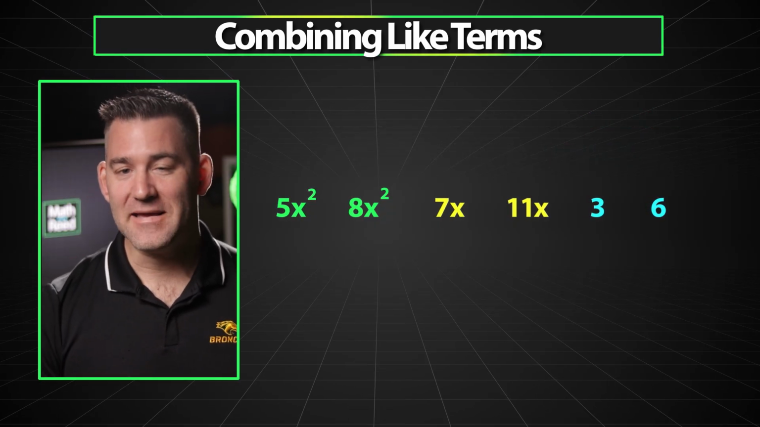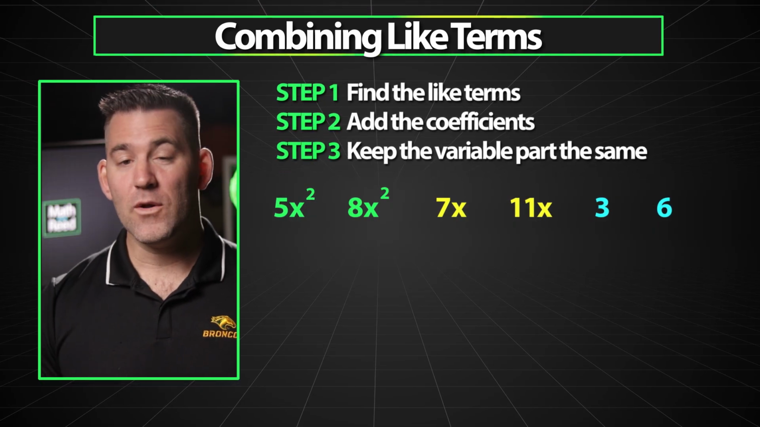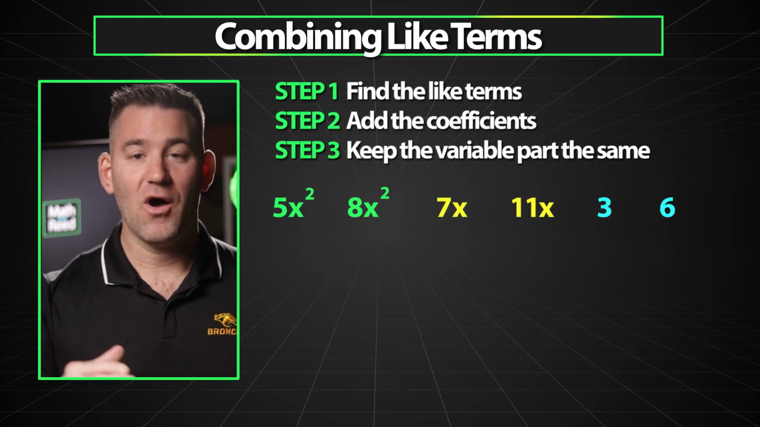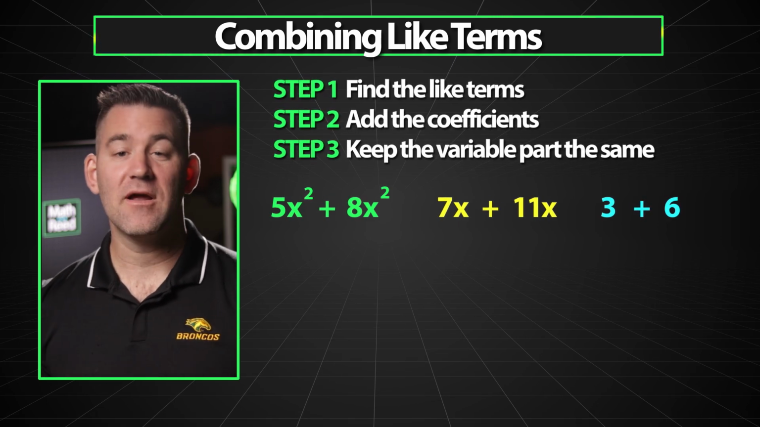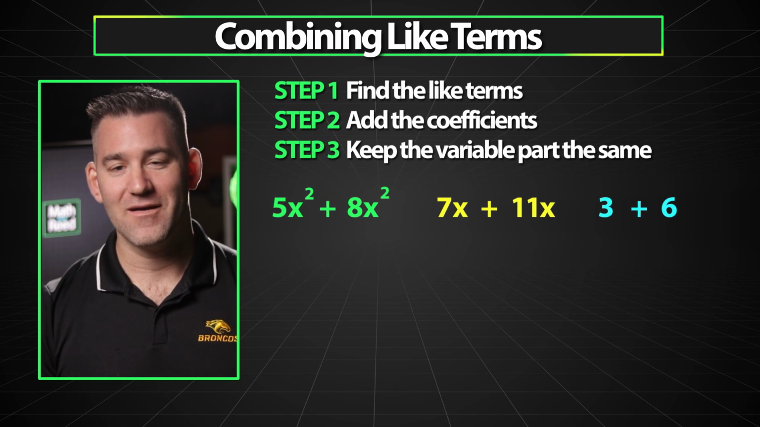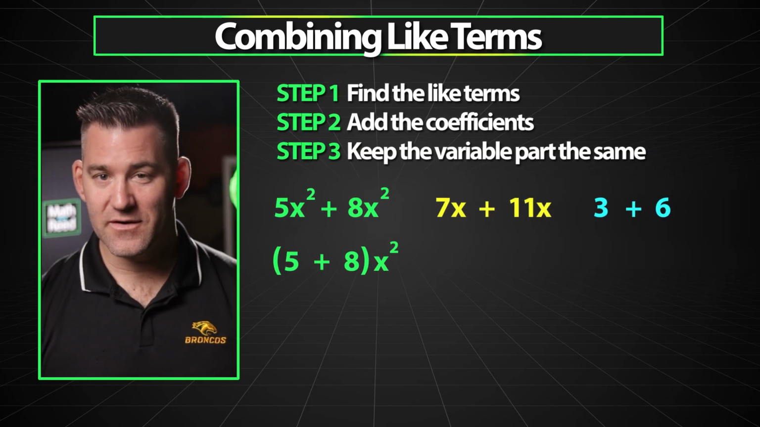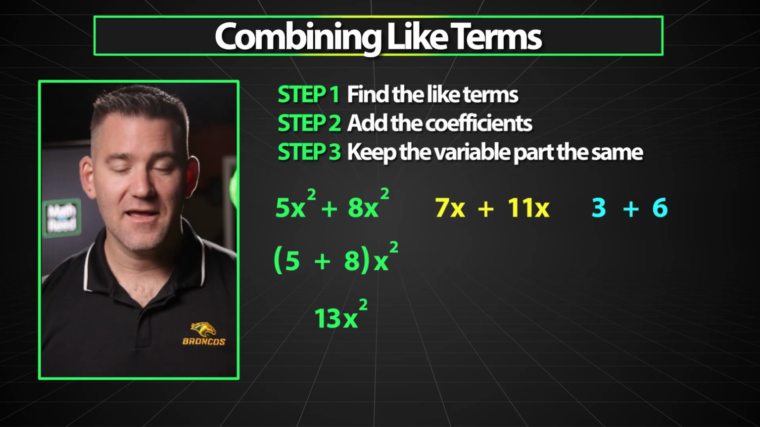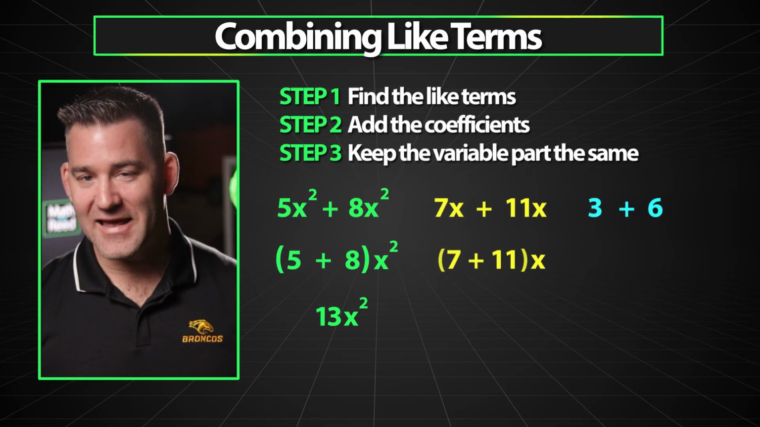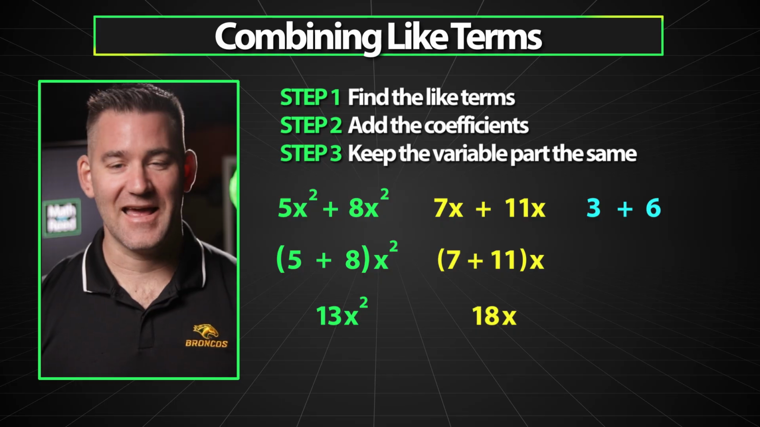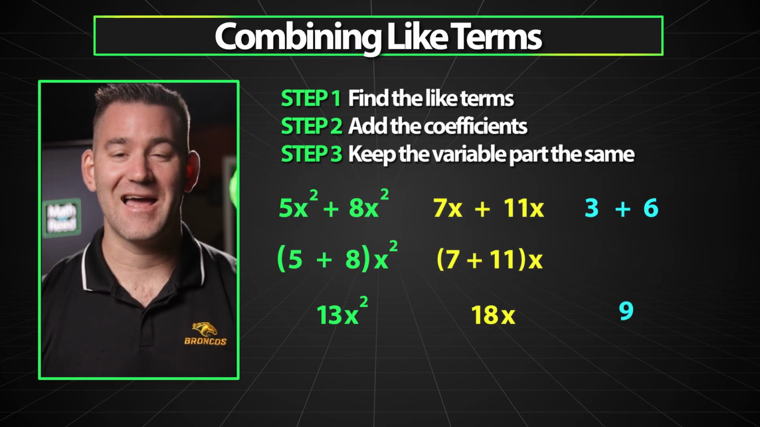Now that we have a basic idea of like terms, let's combine them. When we say to combine like terms, all we gotta do is add the coefficient. That's the number that's right in front of the variable. So 5x squared plus 8x squared equals 13x squared. And 7x plus 11x equals 18x. And finally, 3 plus 6 equals 9.